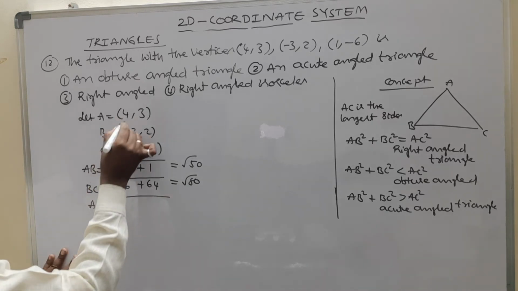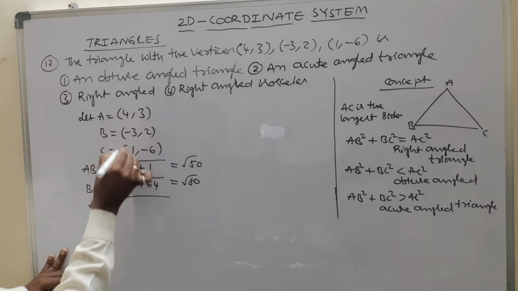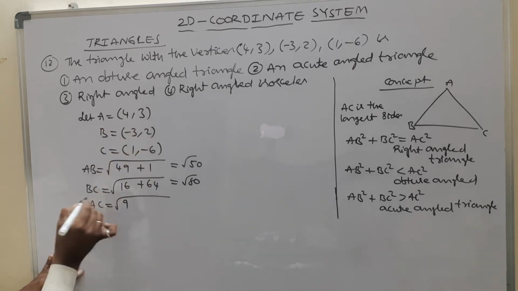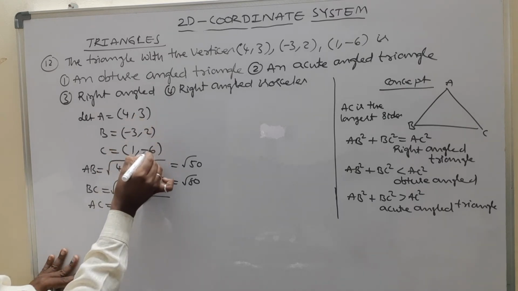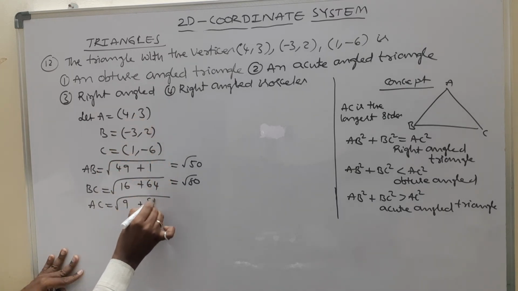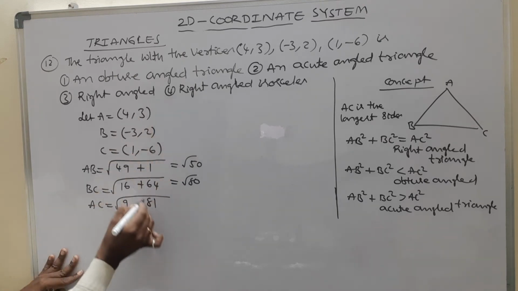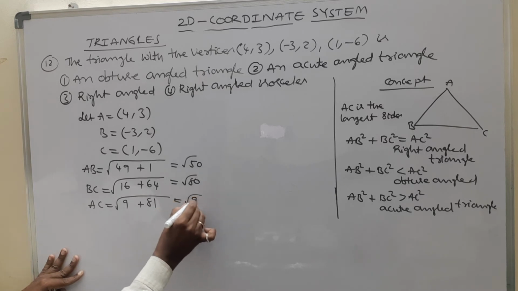This is AC. 4 minus 1 equal to 3, 3 square 9. 3 minus of minus 6 is 3 plus 6, 9. 9 square, 81. 9 plus 81, 90. Root 90.